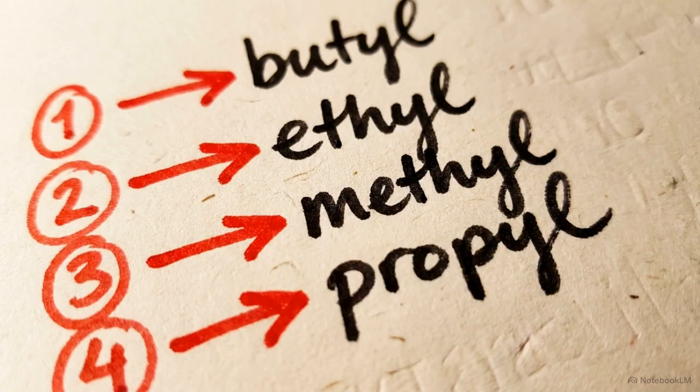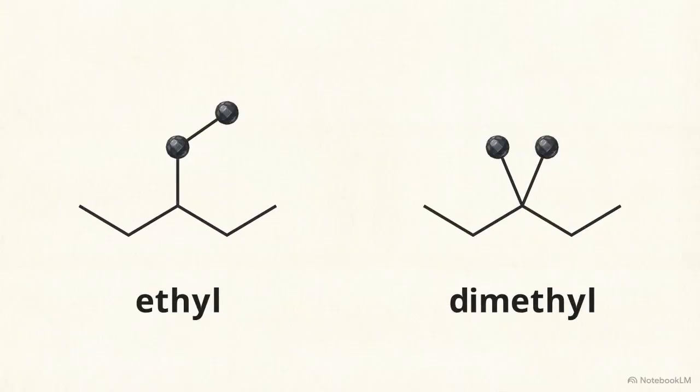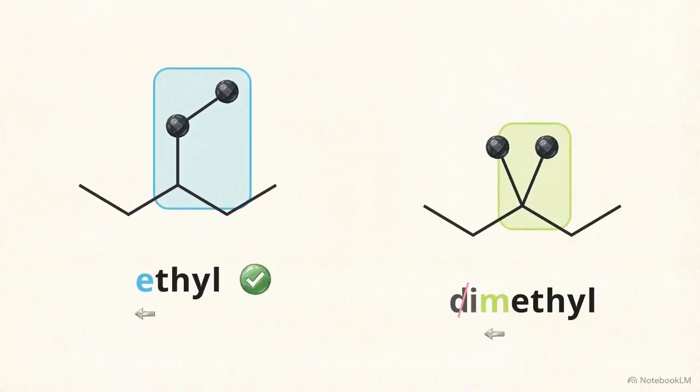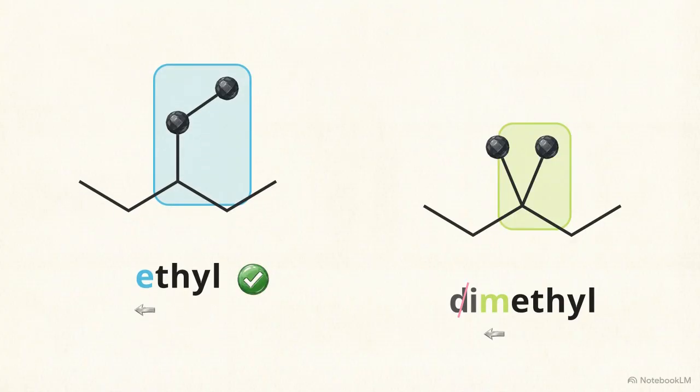Step 5 is organizing the prefixes in alphabetical order. When sorting alphabetically, we ignore the multiplying prefixes like di, tri, or tetra. We compare ethyl to methyl by looking at the E and the M, bypassing the di entirely.